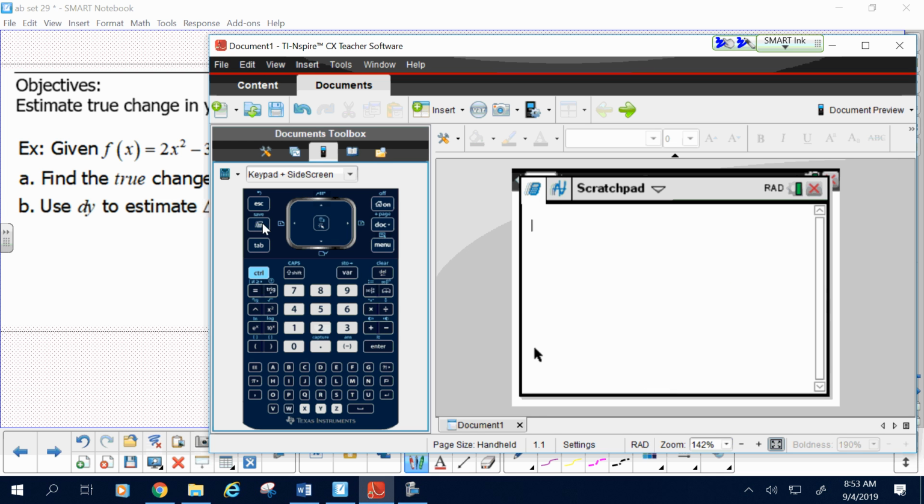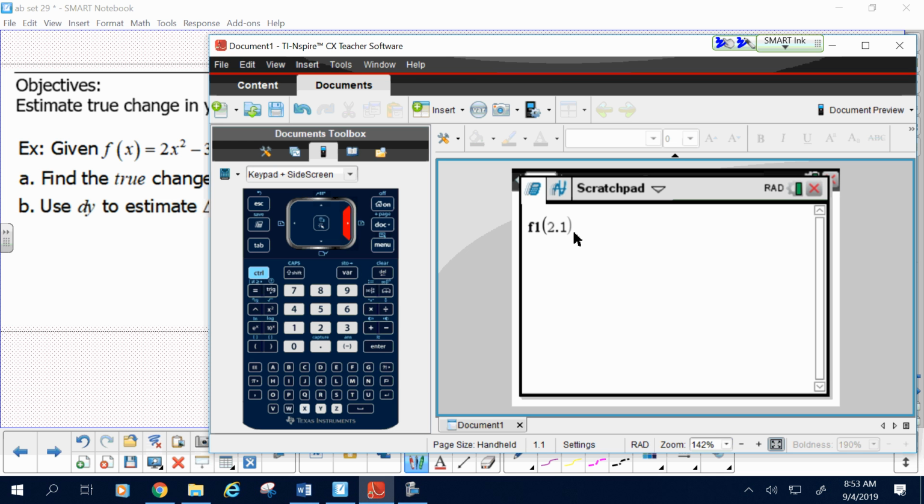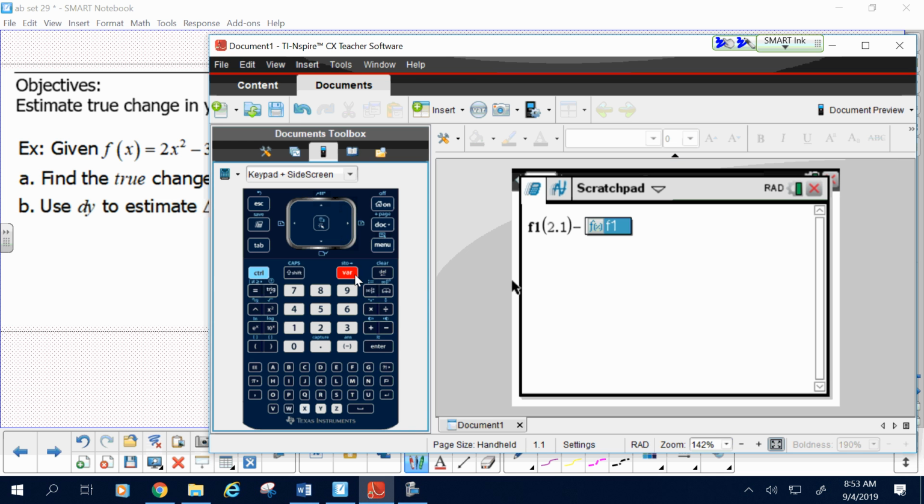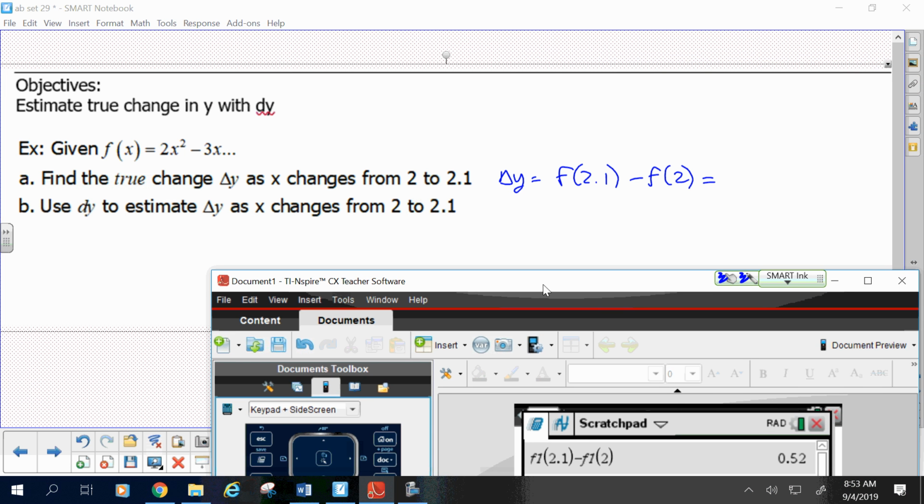Okay, and then if I did f at 2.1 minus f at 2. Is it that clean, or is my calculator really rounding? Is that clean? Yeah. That's surprising to me. Okay. So I get 0.52. Now that's the actual change. I don't know what this graph looks like, but that's truly what the difference is from one to the other. So what we did there is actually took 2 points on the curve and found this, 0.52. You follow me? Okay.